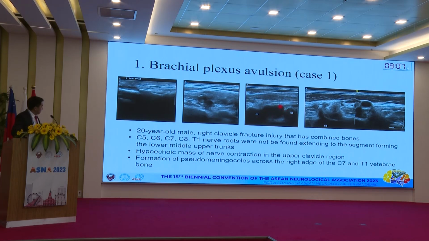It is called pseudomeningocele in the C7 and T1 bone. We cannot see the roots, but when we scan, we see it is combined like a mass here, a very hypoechoic mass. With this, we can see it is a brachial plexus avulsion. It's easy when you see the pseudomeningocele here near the border of the cervical bone. You see here, this is a cyst. It's not continuous, it's cut here.